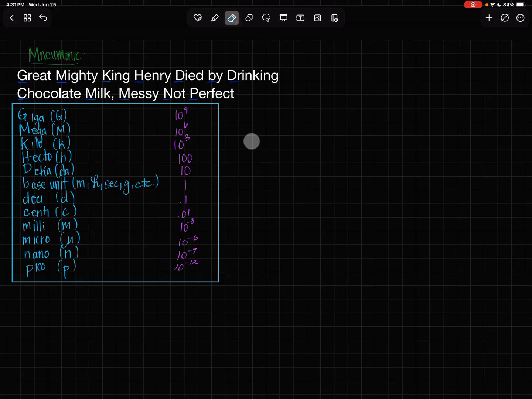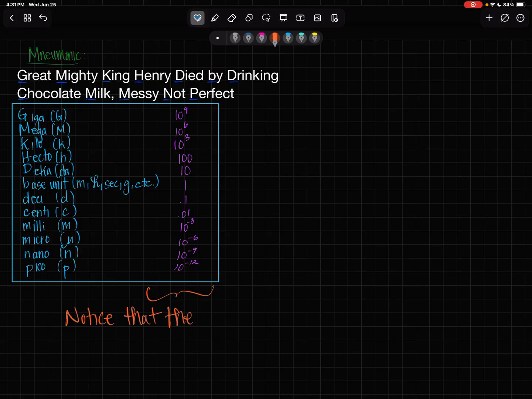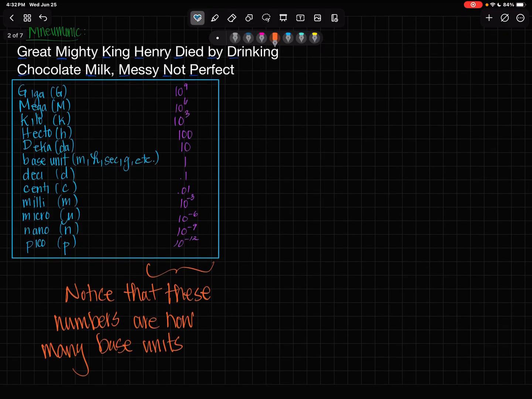All right, now let's dive into it. I want you to notice that these numbers are how many base units each is.